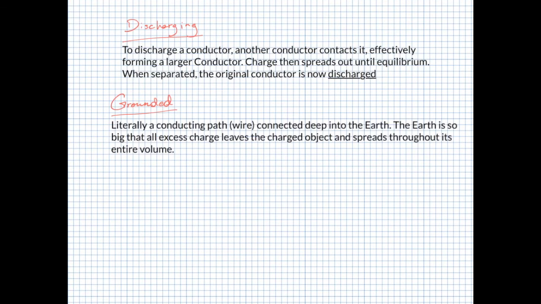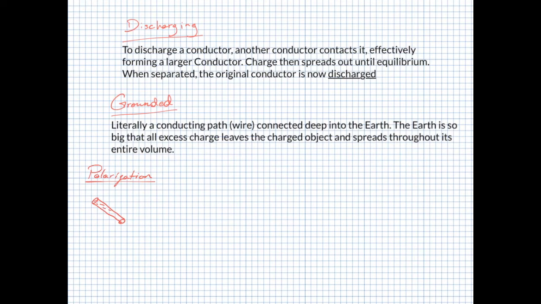Okay, and this brings us to another point. It's something we refer to as grounded. It's more common in electrical circuits. Grounded literally means that you take a conducting path like a wire and you connect it deep into the earth, into the ground. The earth is so big that all of this excess charge drains off of your conductor and spreads out through the entire volume of the earth. Okay, and so that helps in electric circuits, so that excess charge doesn't build up in your circuit.